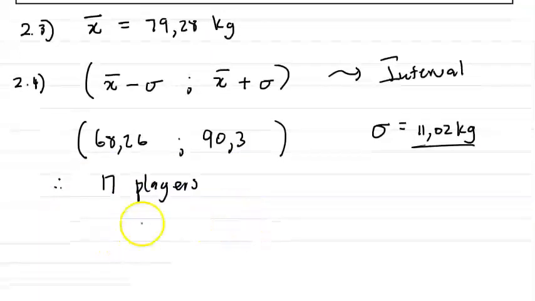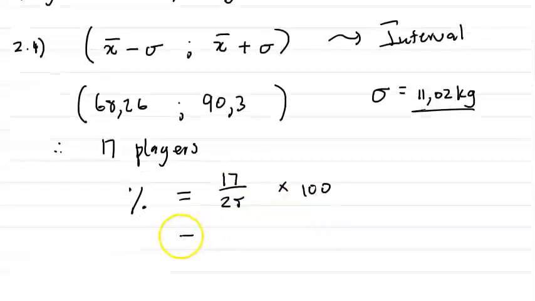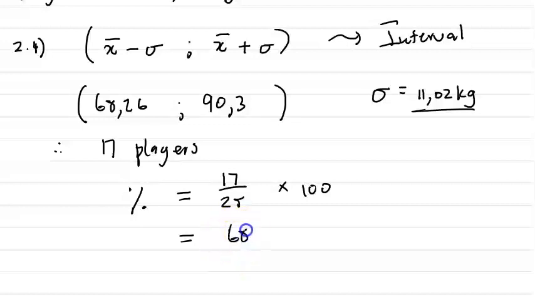So therefore let's work the percentage. What is the percentage going to equal? 17 over the total number of players times 100. So let's calculate the percentage. 17 over 25 times 100 equals 68% of players. So therefore 68% of players are within one standard deviation of the mean.